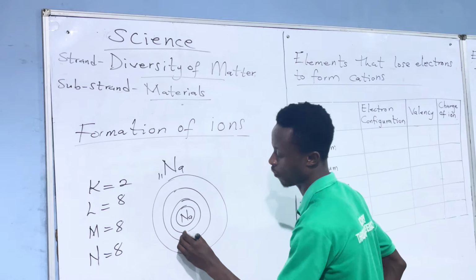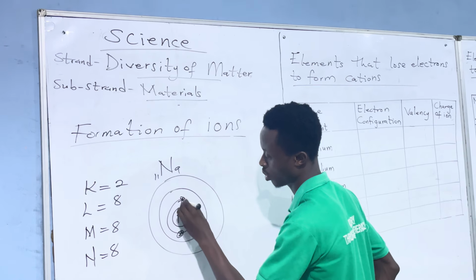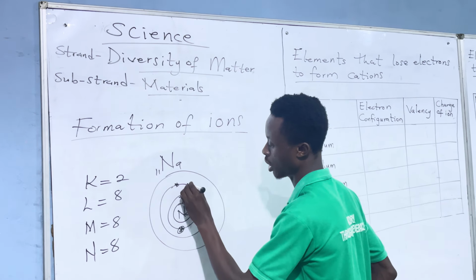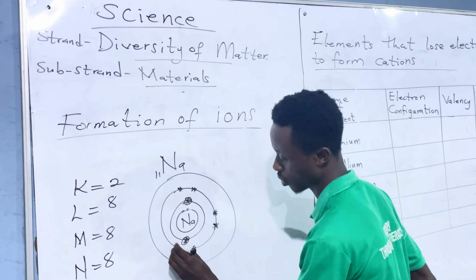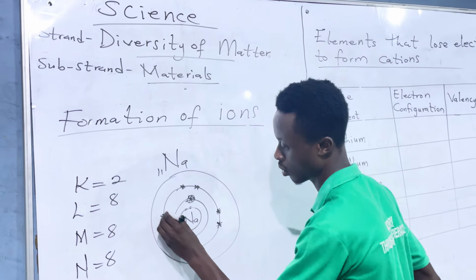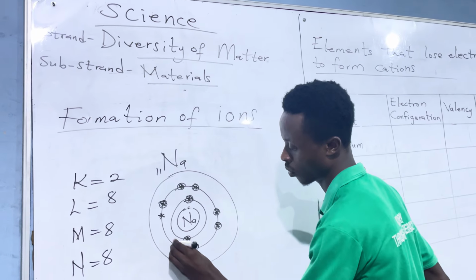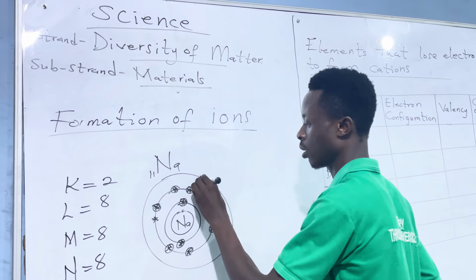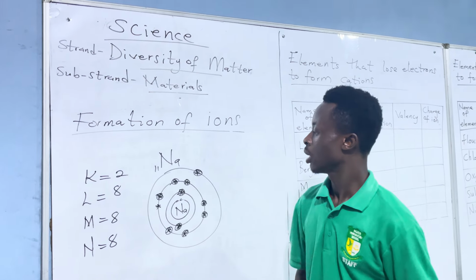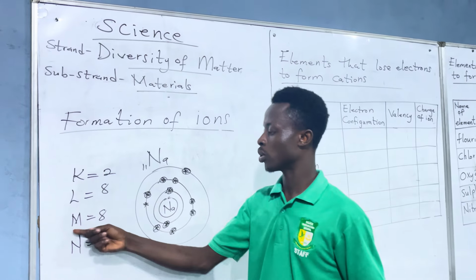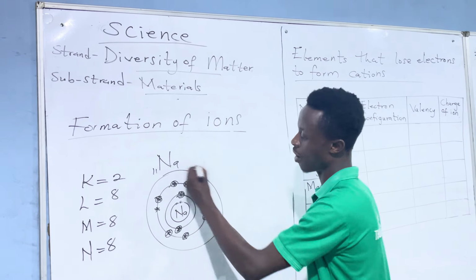With the sodium atom, the first shell takes 2 electrons. The second shell takes 8 electrons. And then the last shell takes 1 electron. From the rule, you see the maximum number of electrons for the M shell is 8, but here we have only 1.